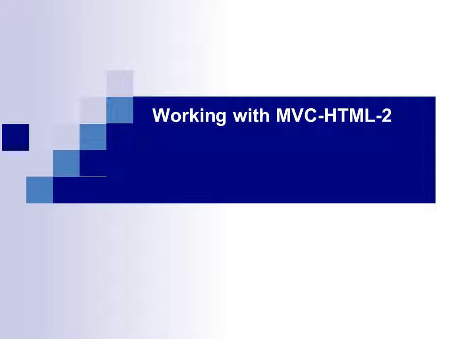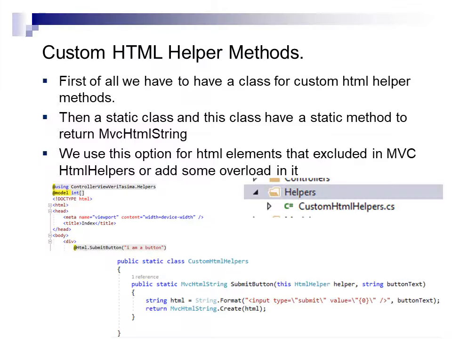with MVC HTML Chapter 2. Custom HTML Helper Methods. First of all, we have to have a class for custom HTML helper methods. Then a static class, and this class has a static method to return MVC HTML string. We use this option for HTML elements that are excluded in MVC HTML helpers or to add some overload to it.